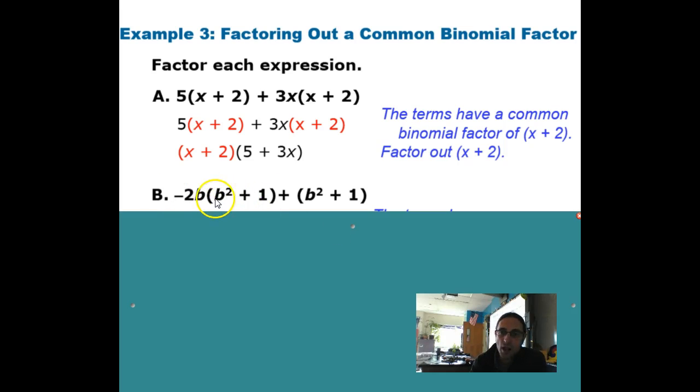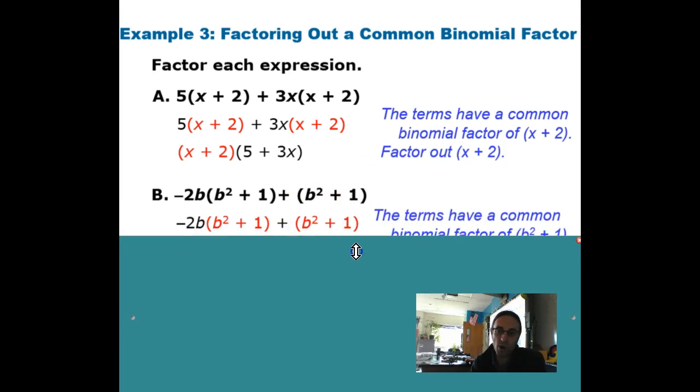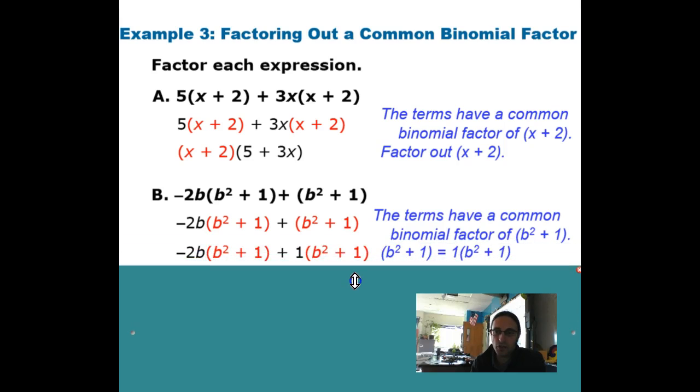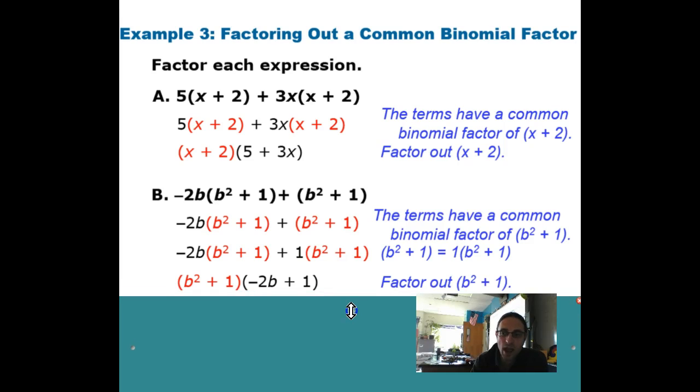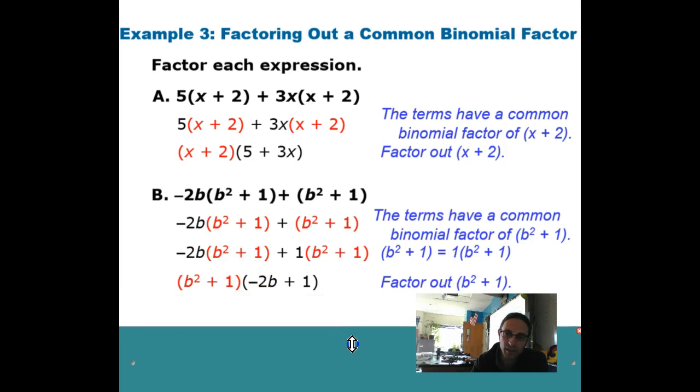In this one here, that's really weird looking. They both have a b squared plus 1 in parentheses. Well, I can factor that out of both parts. Now, when you don't see anything here, it's really being multiplied by 1, right? So in this case, there's actually an implied 1 out in front. So I divide each part of this polynomial by b squared plus 1, and I end up factoring, undistributing it, and bringing it out front. Isn't that wild? Take that in for a second.